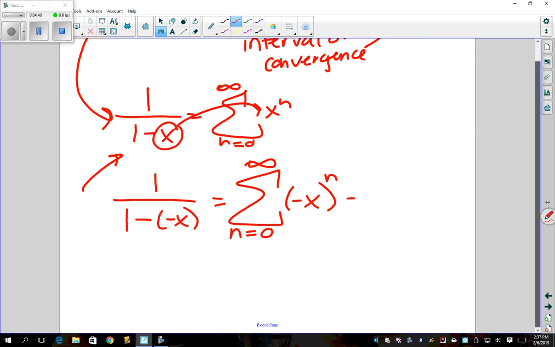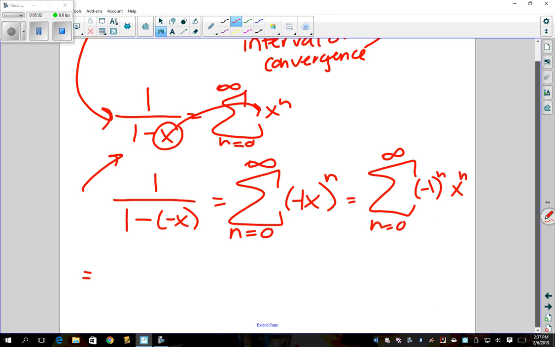Another way of writing this is the sum from n equals 0 to infinity of -1 to the n, x to the n. Because if I split this up, I'm taking -1 to the n and x to the n. So either way, both of those series work out.